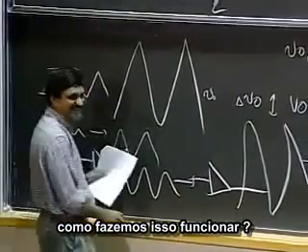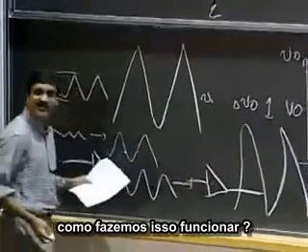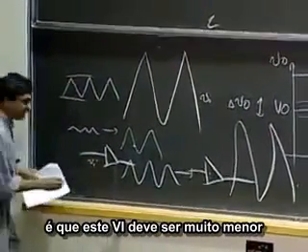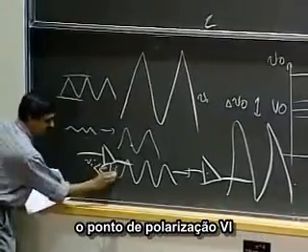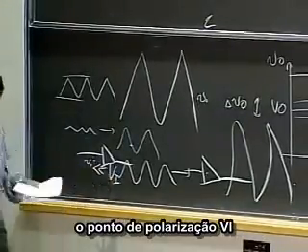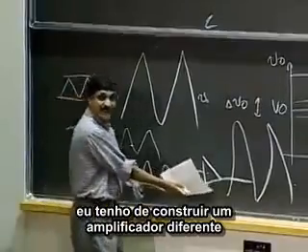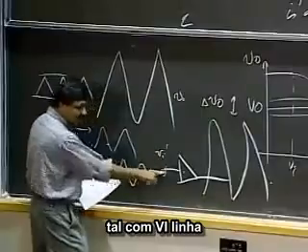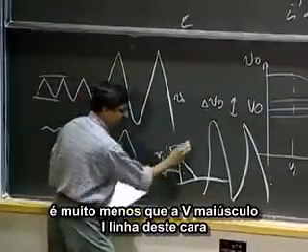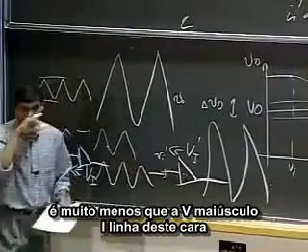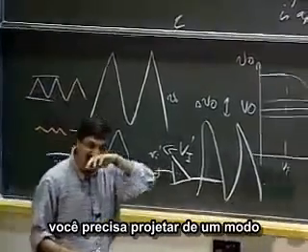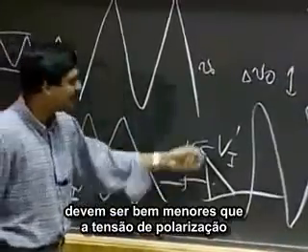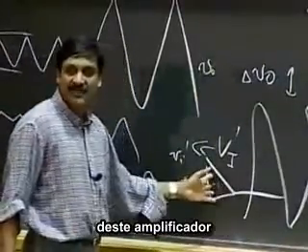So how do you make this work? What you have to do is this VI has to be much smaller than the bias point VI on this one. I have to build a different amplifier, choose a different set of parameters such that VI prime, which is the VI for this guy, is much less than capital VI prime for this guy. It's a design question. You need to design it in a way that the signals of interest are much smaller than the bias voltage of this amplifier.